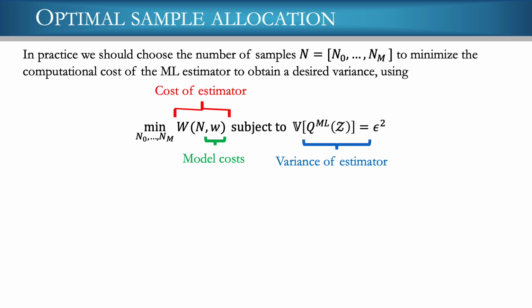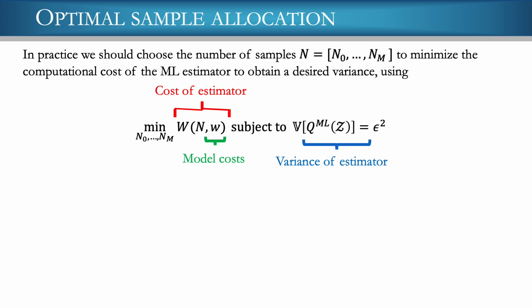However, so far I've only shown you how to build the ML estimator using a given number of samples n0 through nm. In practice, we should choose the number of samples to minimize the computational cost of the ML estimator needed to obtain an estimated variance equal to a predefined threshold epsilon squared. The formal definition of this optimization is shown on the slide. The optimization problem minimizes the computational cost of the estimator, which depends on the number of times each model is run, and thus in turn on the numbers n0 through nm. I will detail this optimization problem in the theory section of this tutorial.